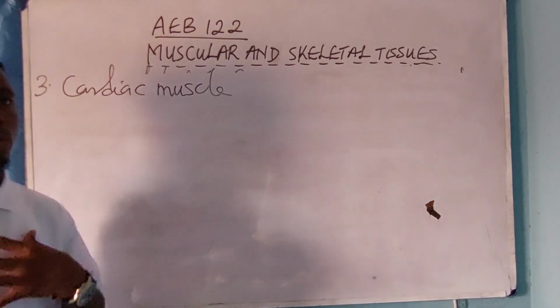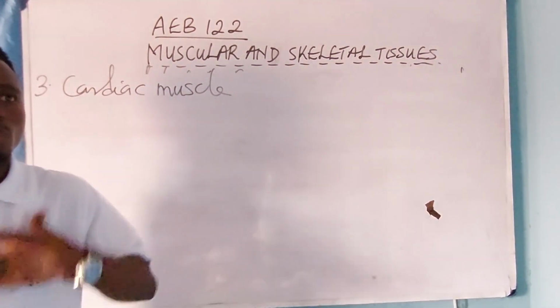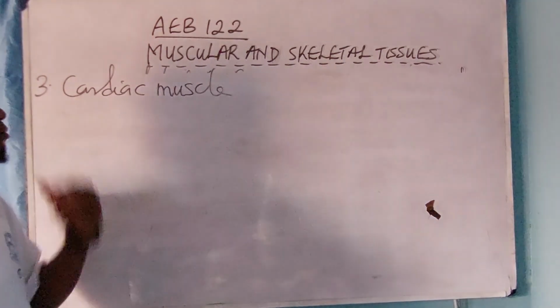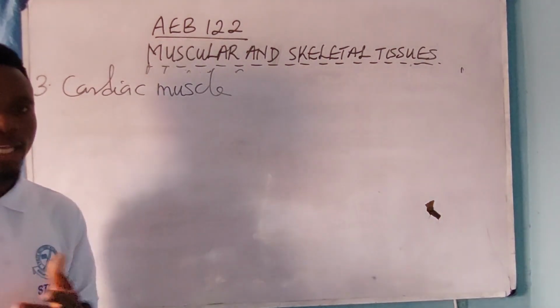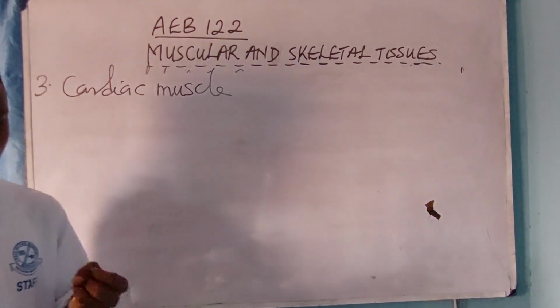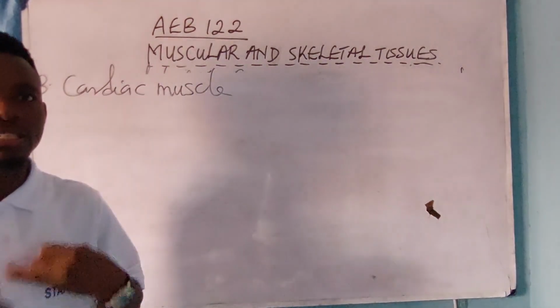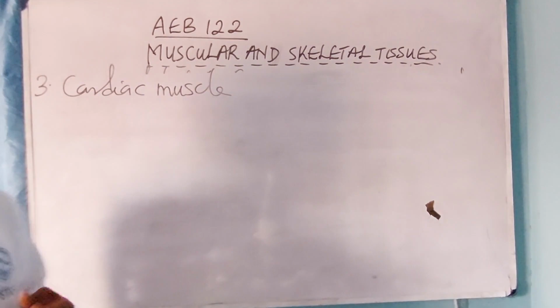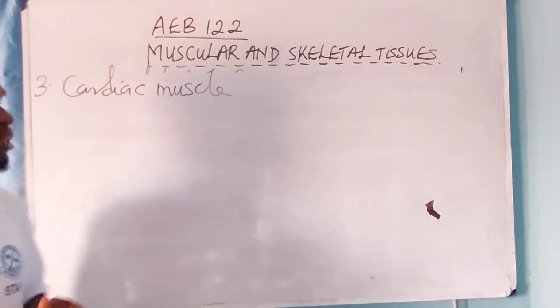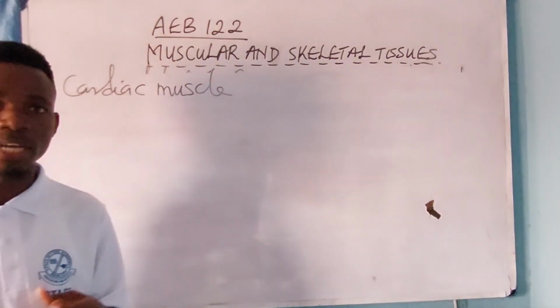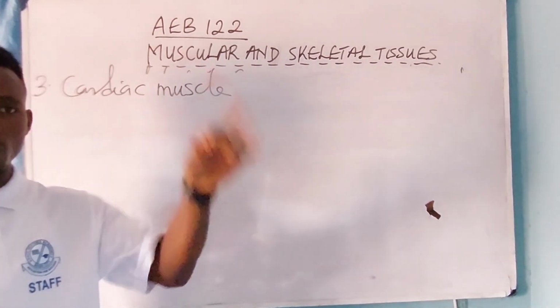It also brings about what? Beating of the heart, the continual beating of the heart. That is the function of what? The cardiac muscle. 1, I said it is the muscle of the heart. 2, it stimulates the constant beating of the heart. And 3, it prepares the movement of blood through the arteries and what? The ventricles of the heart, thereby bringing about what?